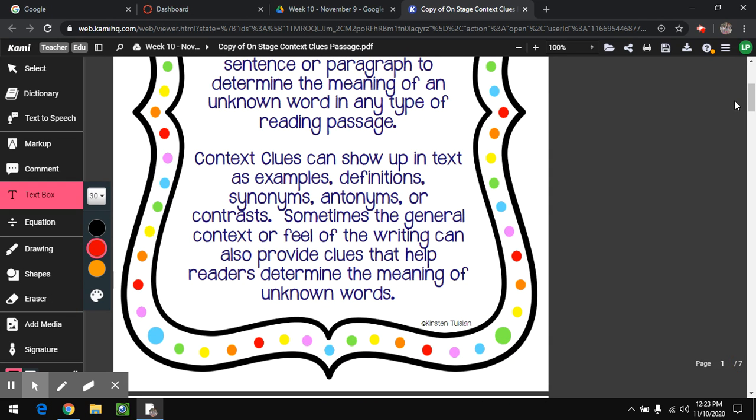Please make sure that you're being careful and that you are not looking at the answer choices before you write those synonyms, because that's not context clues. You want to make sure that you try to figure it out based on your brain and the context clues that are around it.